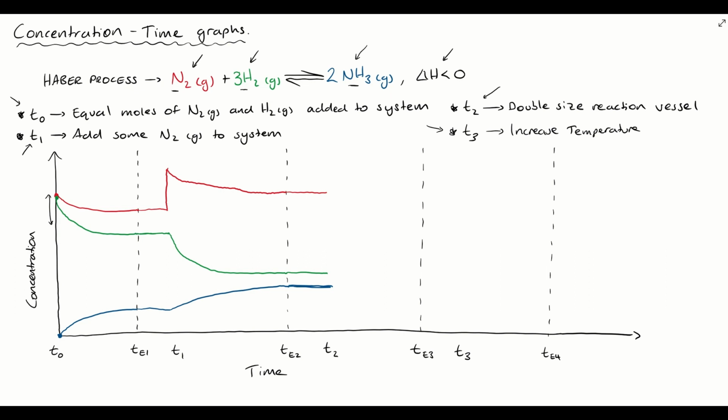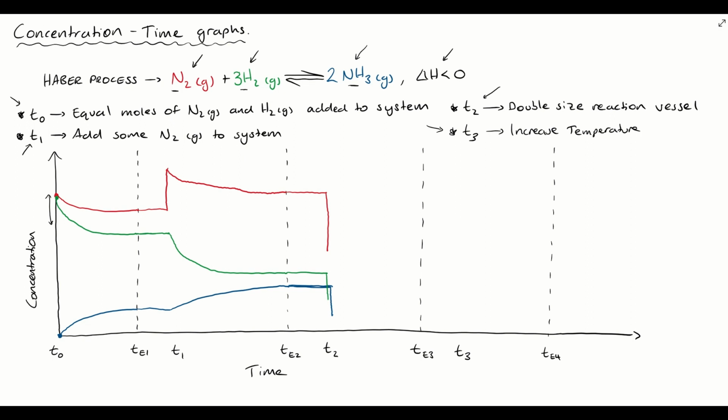So what's going to happen is these concentrations are going to all decrease, by about half of where they are to start off with. Something like that. Okay, now because we've doubled the size of the reaction vessel, or we've decreased the pressure, we're going to favour the reaction that produces more moles of gas. In this case, it's going to be the reverse reaction. We're going to favour the production of nitrogen and hydrogen gas.